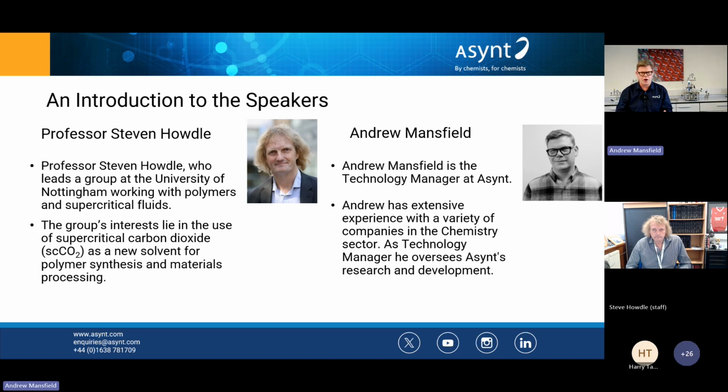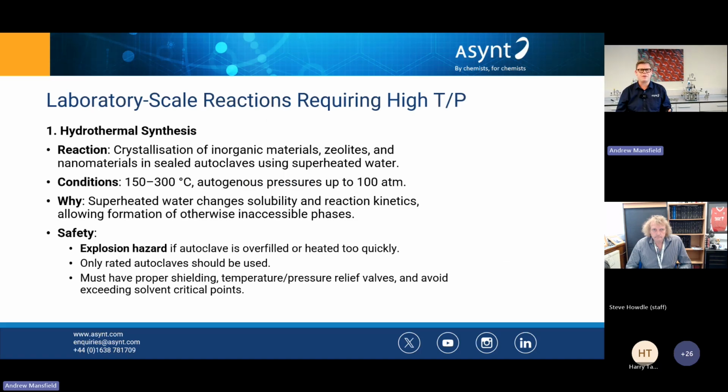So I just wanted to start off by introducing a few types of reactions that we'd be looking at at high temperatures and pressures. Now, the first one I have here is hydrothermal synthesis, and this is really a method of synthesizing materials, particularly inorganic materials, at high temperatures and pressures using aqueous solutions, and that enables us to perform the growth of crystals with unique properties.